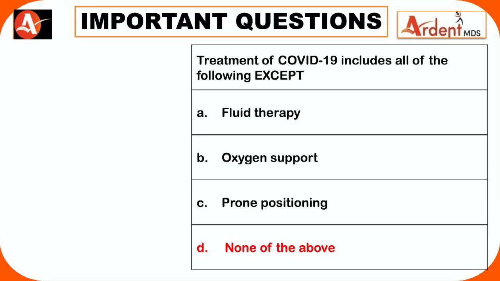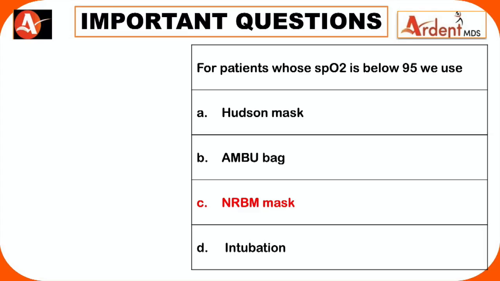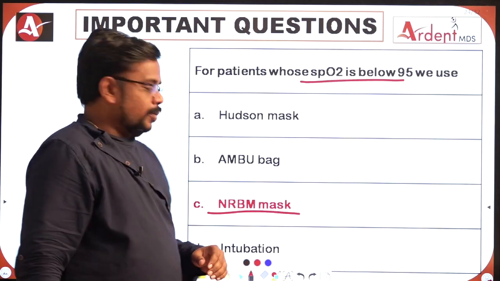Treatment of COVID-19 includes all the following except: fluid therapy, oxygen support, prone positioning. Because they ask about except, we can go for none of the above. In case the patient's oxygen saturation is below 95, then you can go for a non-rebreathing mask.